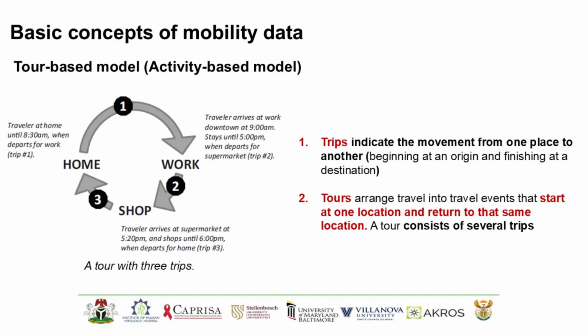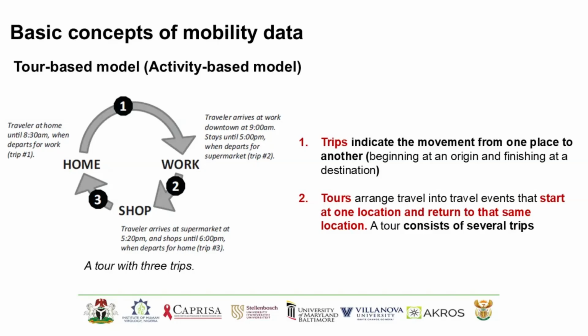This slide introduces the tour-based or activity-based modeling approach, a more behaviorally realistic way to represent how people travel. In this framework, a trip represents movement from one location to another, for example, from home to work or from work to a store. But a tour goes one step further. It links multiple trips together into a full travel chain that starts and ends at the same place, typically home.